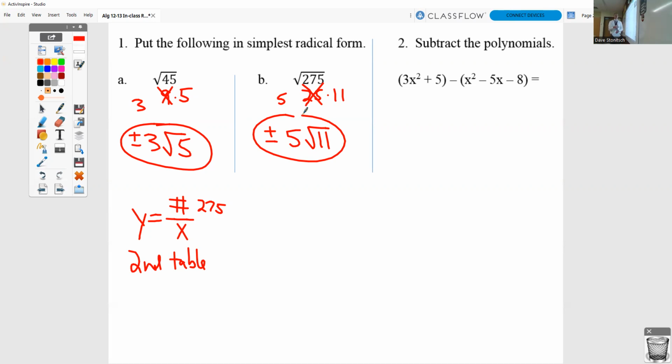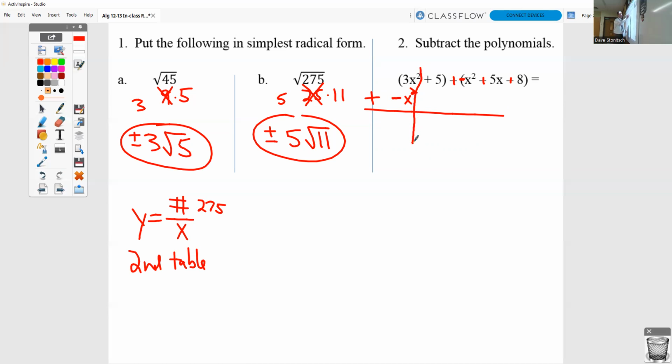In question number 2, you're subtracting the polynomials. What you want to do is change the minus sign to a plus sign and change all of the signs in the second term. So change all the signs in that trinomial. And then we want to add. When you add, you want to line things up. X squareds underneath X squareds, X's under X's, plain numbers under plain numbers. So we have 3x squared minus x squared. Then we have a plus x.